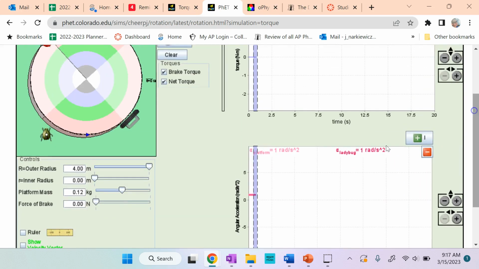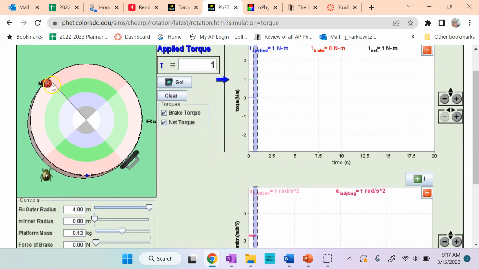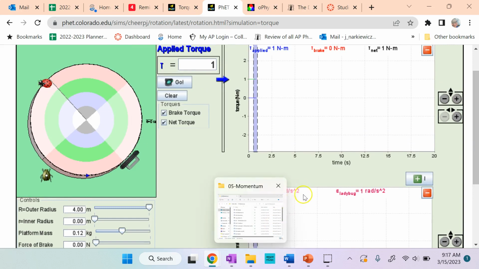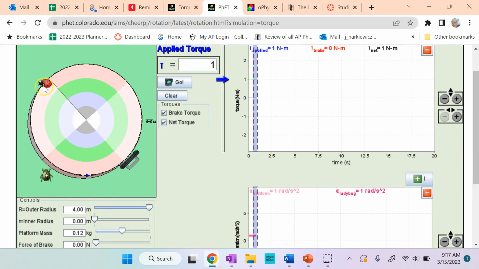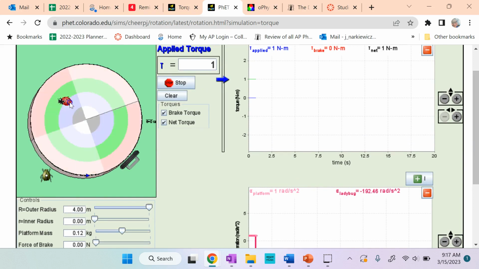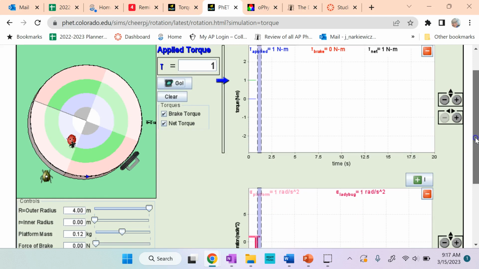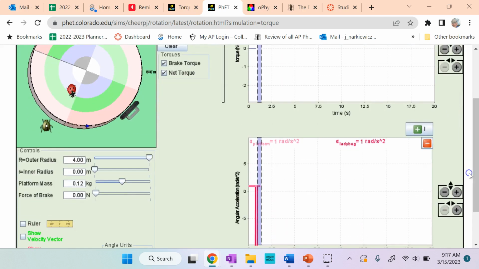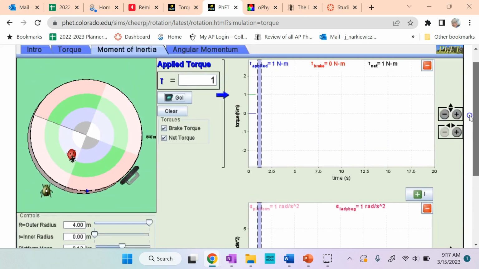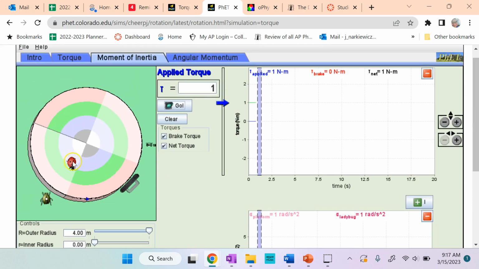What I'm noticing also is that the acceleration of the ladybug is also 1. The ladybug is on the platform, so right now it looks like the platform and the ladybug have the same angular acceleration. I'm going to move the ladybug. Oh no, stop. Okay, oh well. I moved the ladybug and they still have the same angular acceleration. So what that tells me is that no matter where this ladybug is, it'll always have the same angular acceleration as the platform.